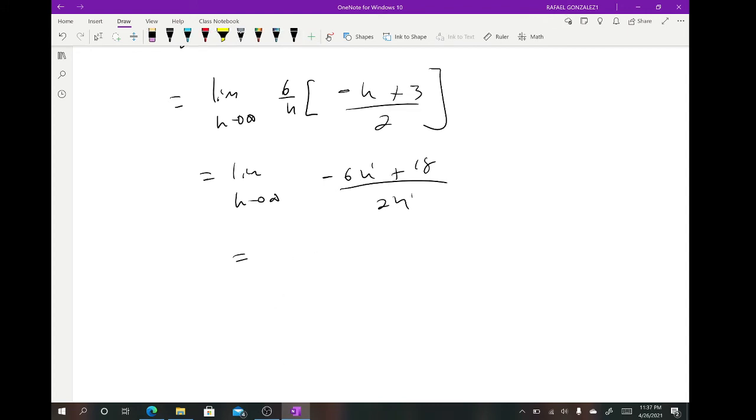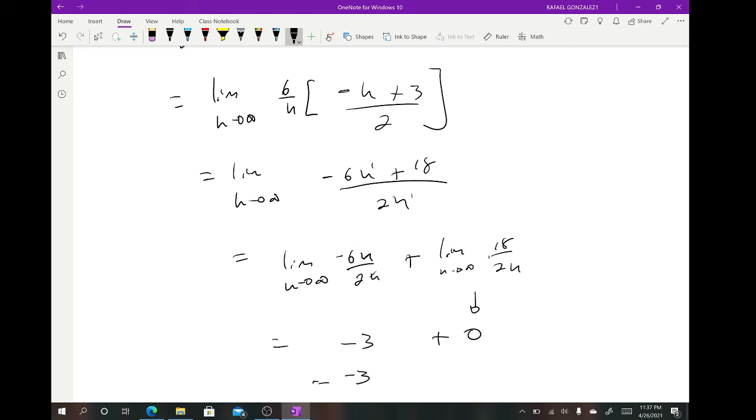If you want to see it slower, what's going on here is the limit as n goes to infinity of -6n over 2n plus the limit as n goes to infinity of 18 over 2n. Now this limit is going to be equal to 0, and for this limit the n's cancel out, so you just get -3. So the limit is equal to -3.